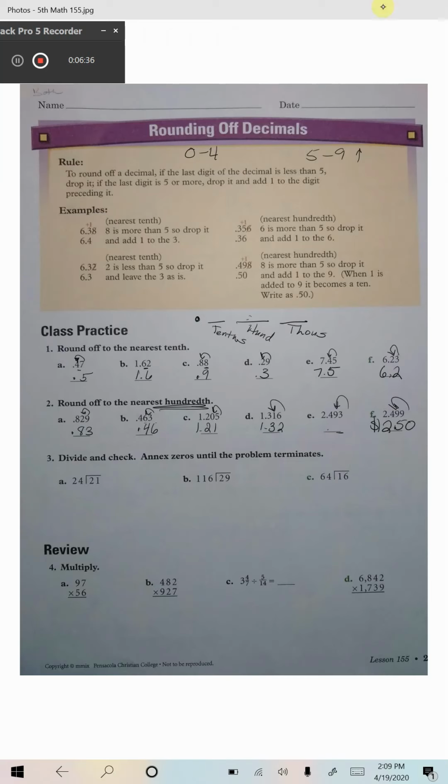What happens that 9 from that 3? Nothing. So this one would be $2.49. And then this one would be $2.50. And no, you don't need that dollar sign. I was just using that as an example.